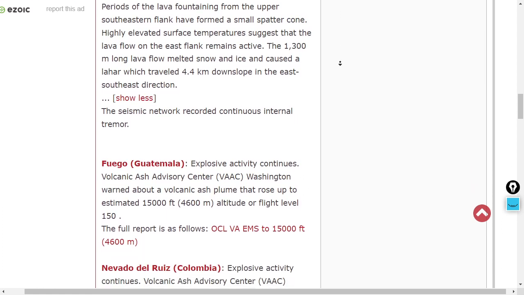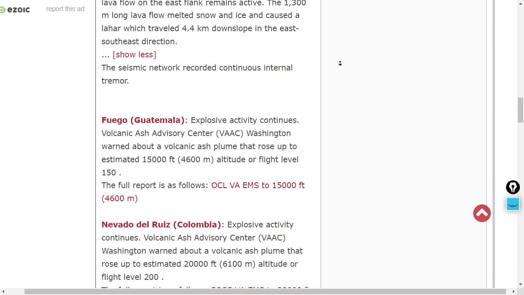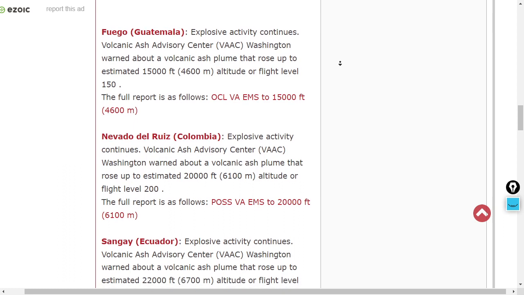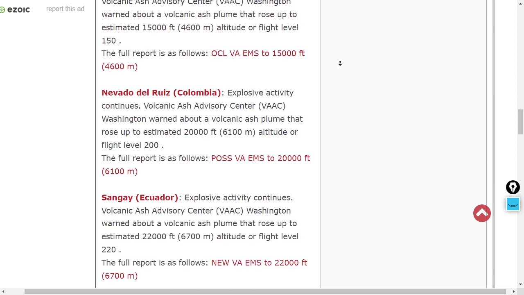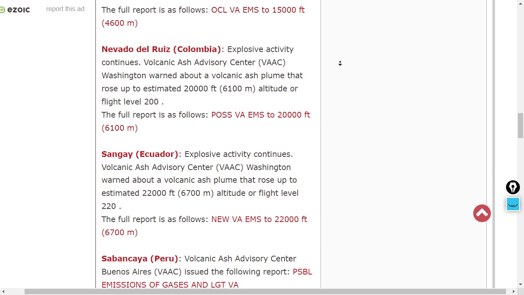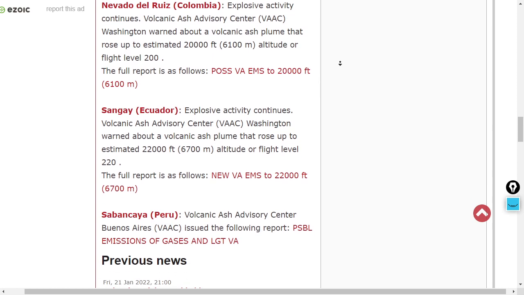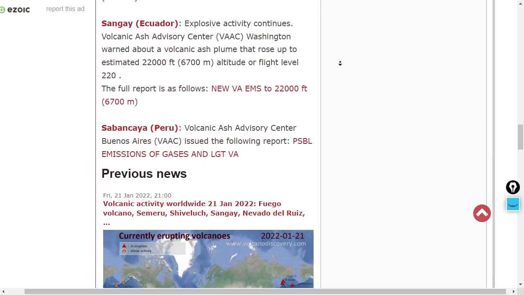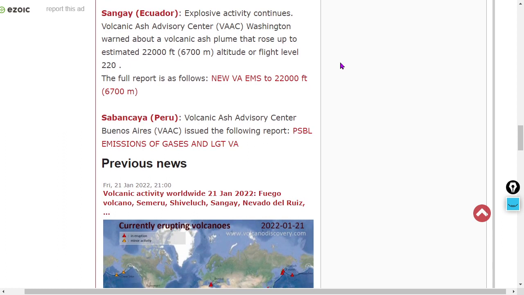Fuego in Guatemala, flight level 150 as it explodes. It's a 15,000-foot plume of volcanic ash from Fuego. Nevado del Ruiz exploding. 20,000-foot ash plume over Colombia from Nevado del Ruiz. Sangay exploding, flight level 220. It's a 22,000-foot ash plume over Ecuador. And Sabancaya, possible emissions of gas and volcanic ash are a reminder to not pole vault the caldera.